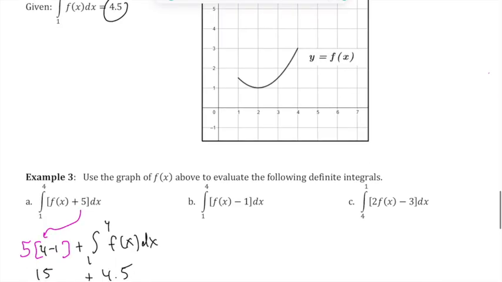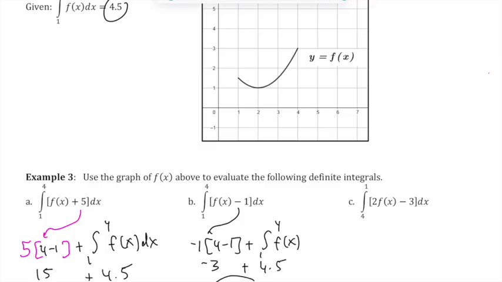So this is going to be 19.5. That's my new area. Same thing applies here. We're going to subtract 1, multiply it by 4 minus 1. So this is going to give me negative 3 plus my original integral, which was 4.5. And so in this case, my new area is 1.5.